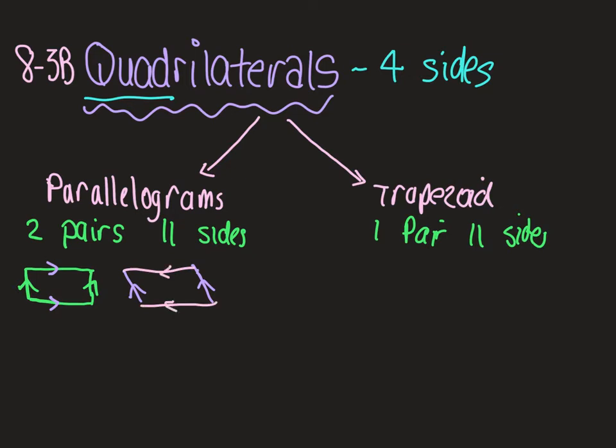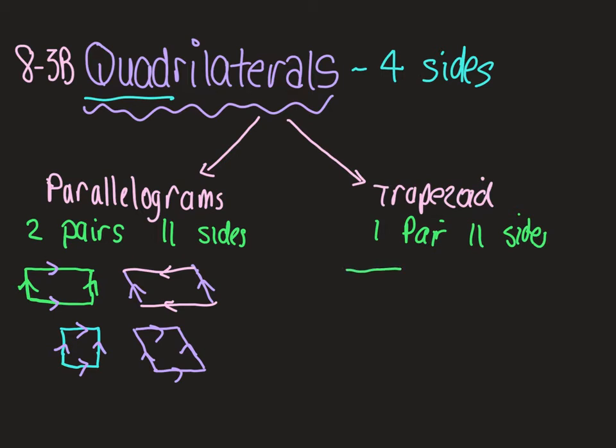Or what if we had left and right were straight up and down, and top and bottom were straight across, and everybody was the same size. Parallel, second pair of parallel. What if we had a slanted one, but all of them were the same size? Two pairs of parallel sides. A trapezoid only has one pair.